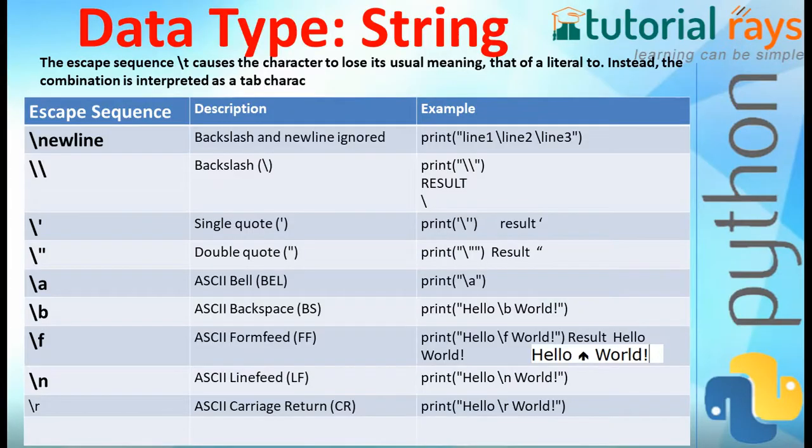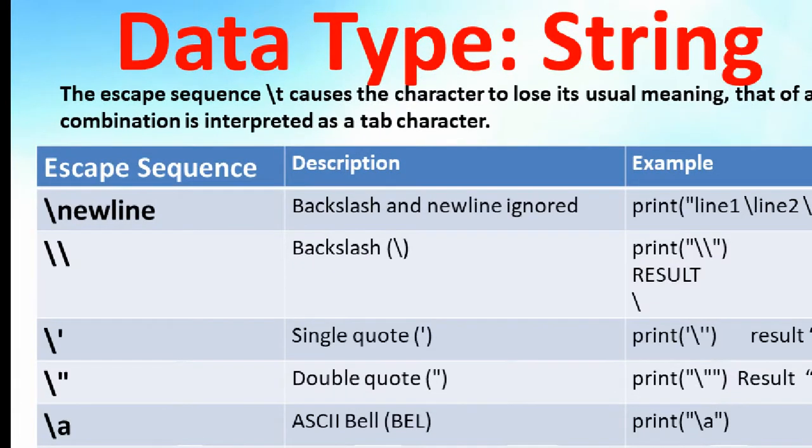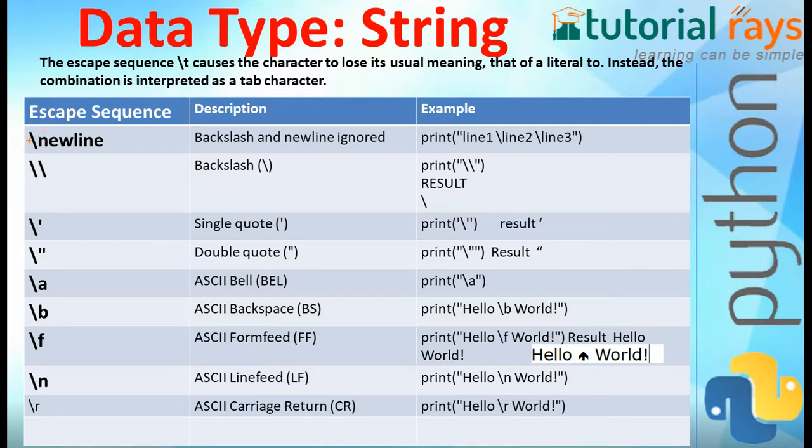So here is the list of the escape characters. For example, this one is for new line, then single backslash, and here single quote, double quote, A for ASCII bell, and this one for ASCII backspace, and this one is for ASCII form feed, and this one for new line, and then this for ASCII carriage return CR. So you can try these things in your program.